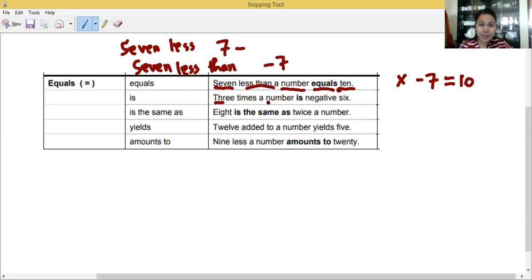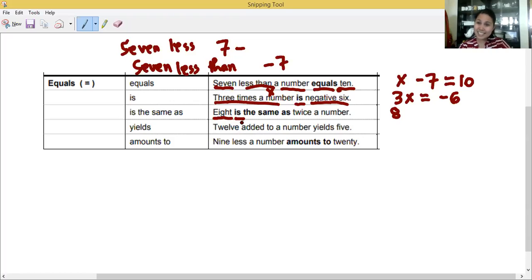The next one. 3 times a number. Do you know the number? If you don't, we can write x. 3 times a number. That's multiplication. We write it as 3x. Is means equals negative 6. Negative 6.